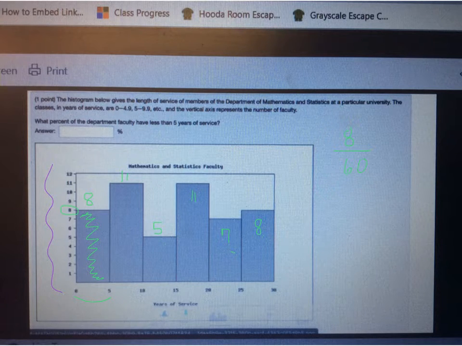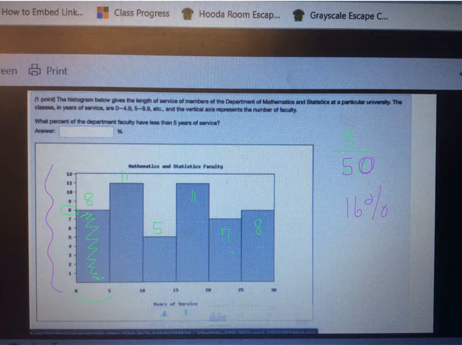22 and 16 is 36, and another 12. I'm sorry, that is not correct. It's not 60. It is 50. There we go. Sorry, I was trying to erase that, but it won't work. And so 8 out of 50 represents 16% of the entire staff.